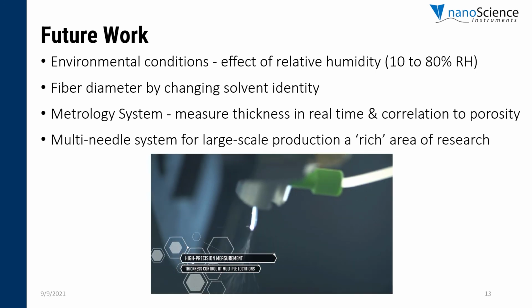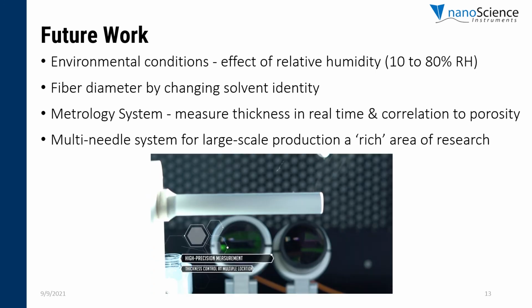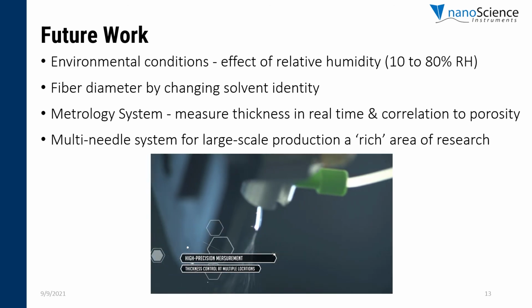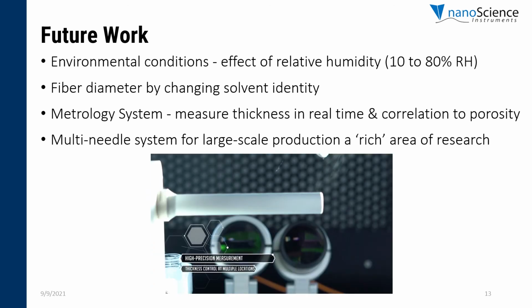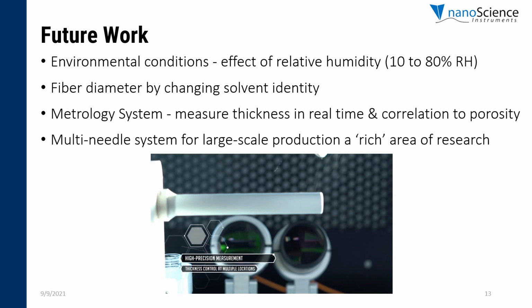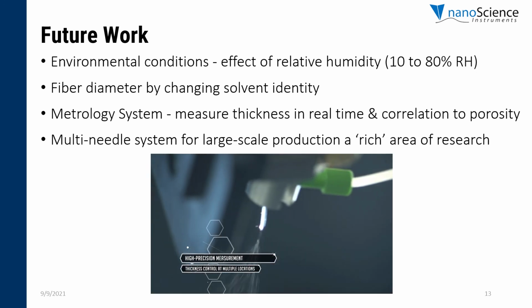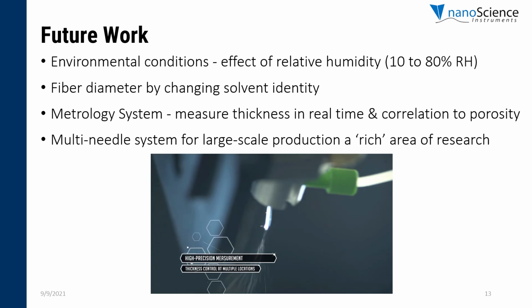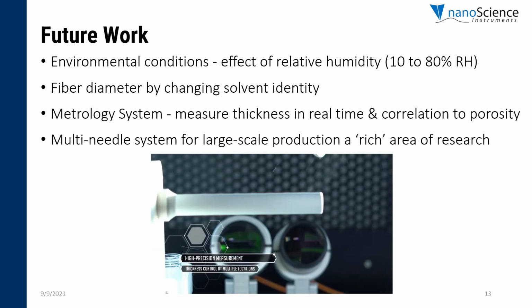One of the unique advantages of the FluidNatech technology is that we can implement a metrology system to measure thickness in real time, and even stop once the desired thickness is achieved. This will also be part of the future experimental analysis, especially as reproducibility is key when moving from an R&D project all the way to industrial production. Finally, a multi-needle system for large-scale production is another area that will be explored.